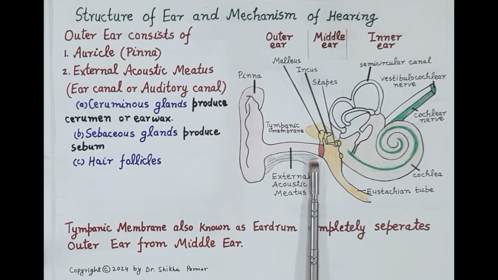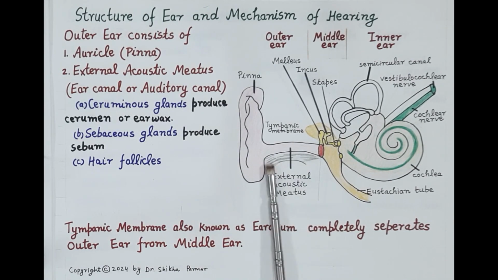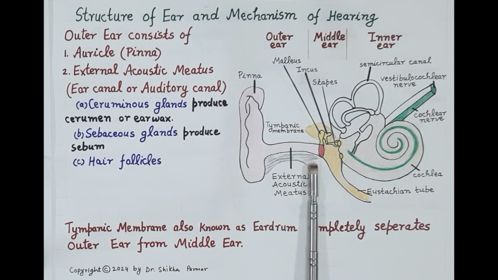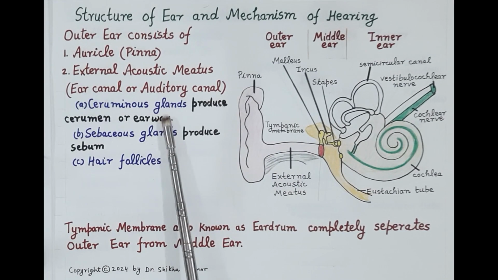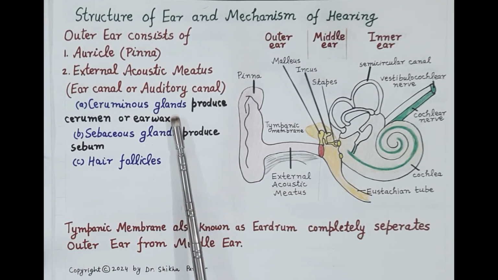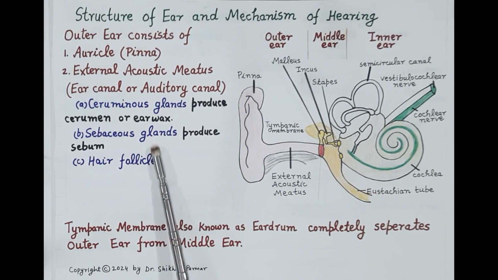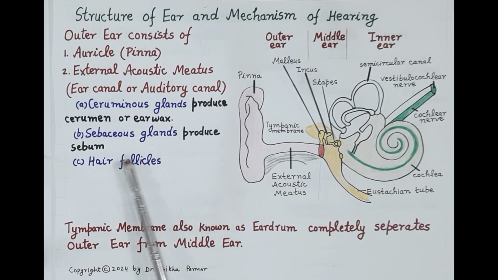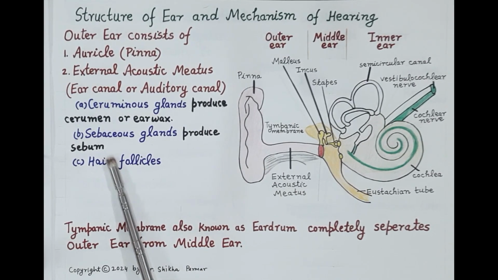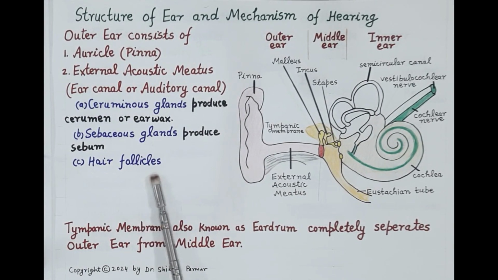Now this ear canal is lined with ceruminous glands, then sebaceous glands, and it also possesses the hair follicles. Now ceruminous glands produce cerumen or ear wax. Now cerumen is a sticky material containing protective substances like bactericidal enzymes that kill the bacteria, then lysosomes, immunoglobulin. Then sebaceous glands are the oil glands that produce sebum. Sebum is oil. Then hair follicles, they possess hair.